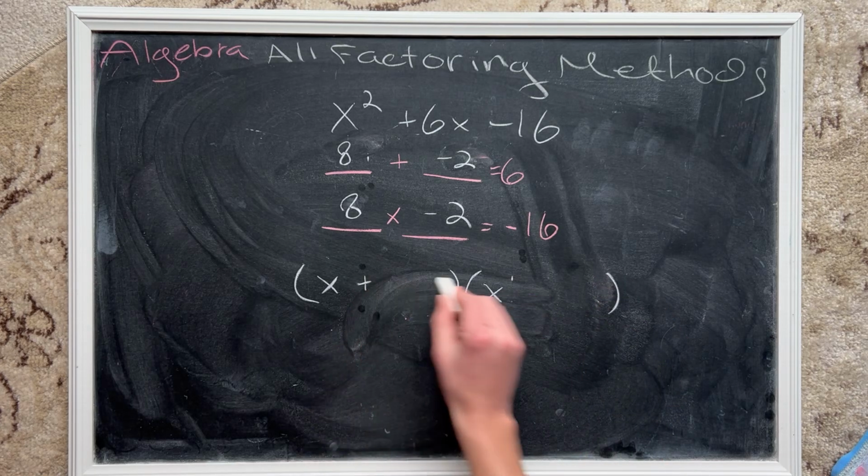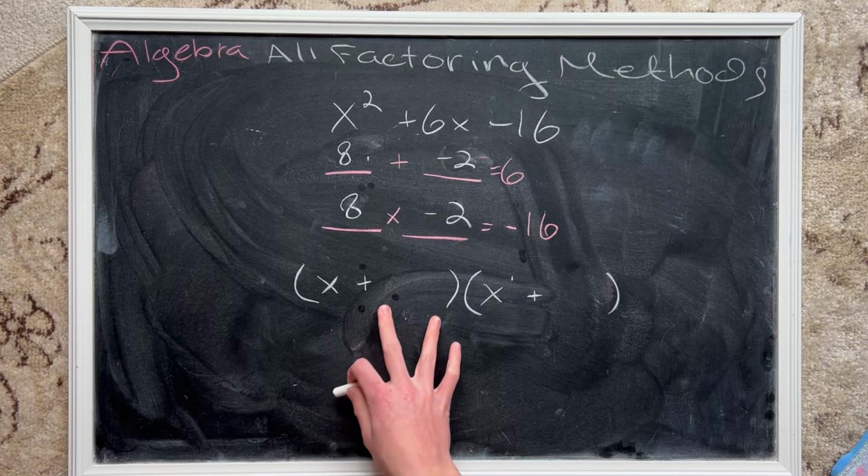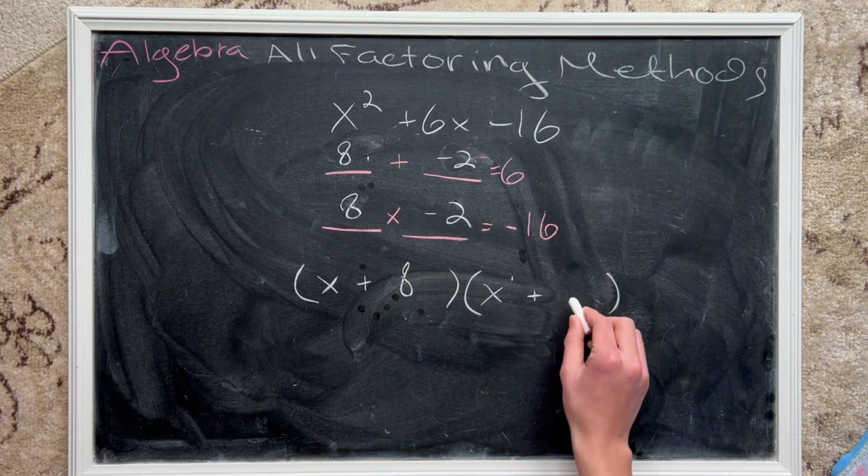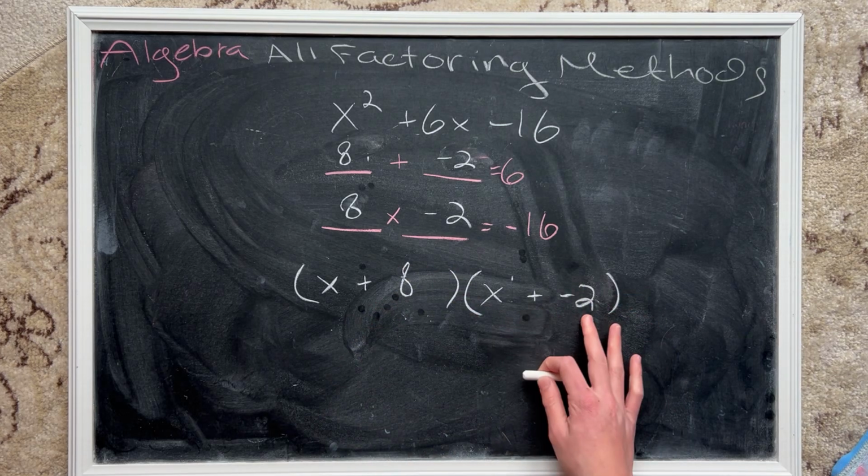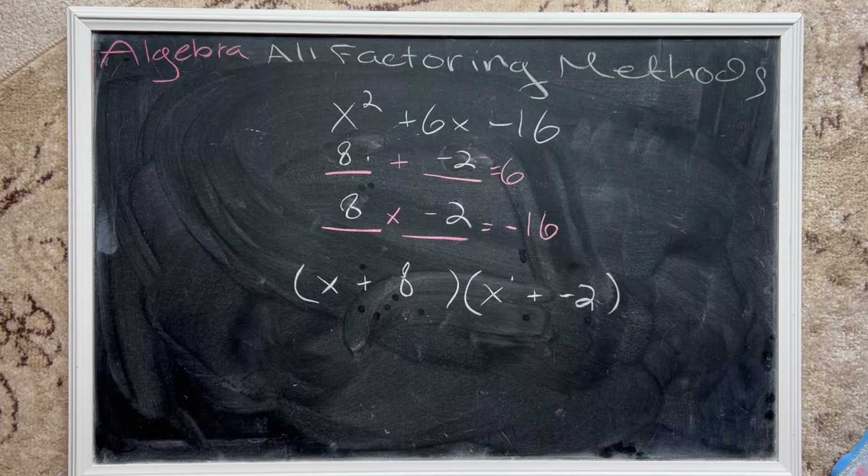So we're going to have a plus, and then we're going to add our two factors: x plus one of the numbers, and then plus the other number, x plus -2. So now we can also check our work by adding together. We can use the FOIL method.